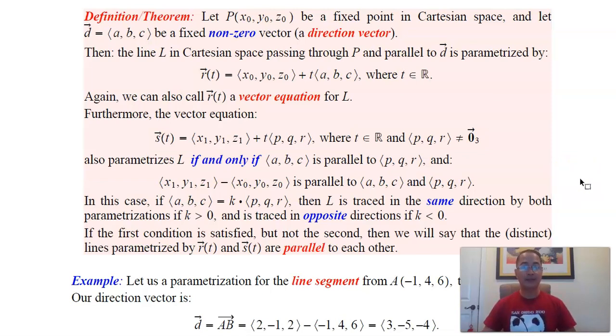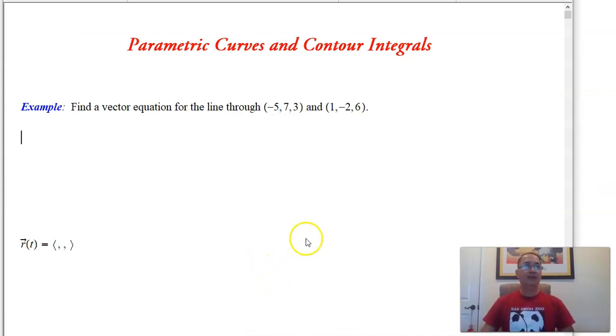We're going to create a line in space. Today's first problem. Find a vector equation for the line through the point -5, 7, 3 and the point 1, -2, 6. So these are obviously two different points. So according to Euclid, there's exactly one line passing through these 2 points.